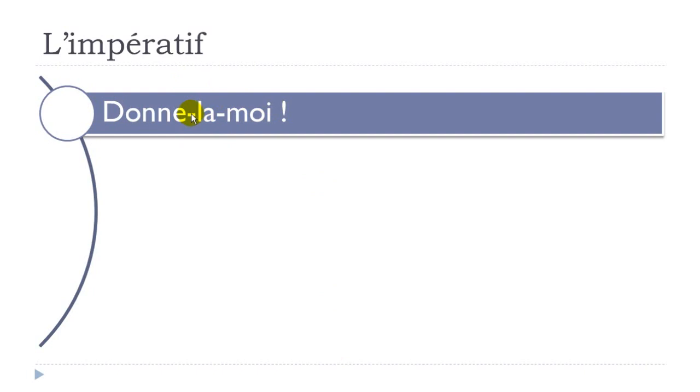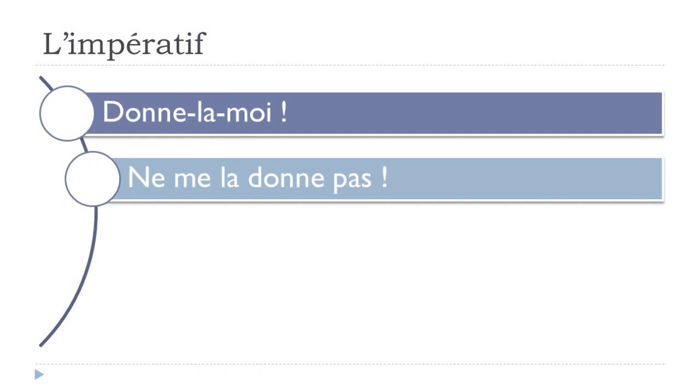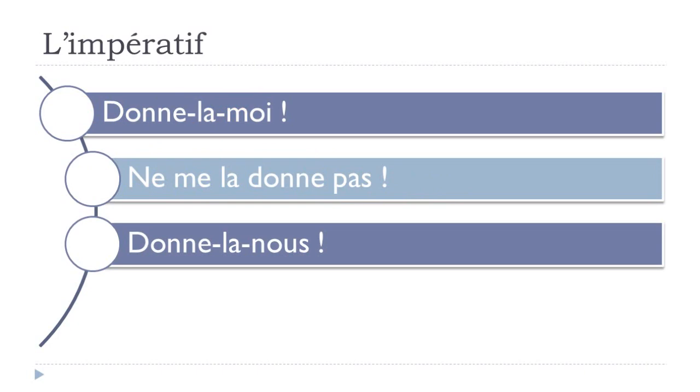So you put them after your verb, like that, okay? But of course, when you put the negative form, then you put them back. Look, ne me la donne pas. Donne-la-moi, ne me la donne pas. Then, donne-la-nous. And it will become ne nous la donne pas.